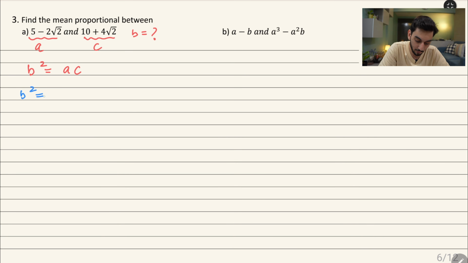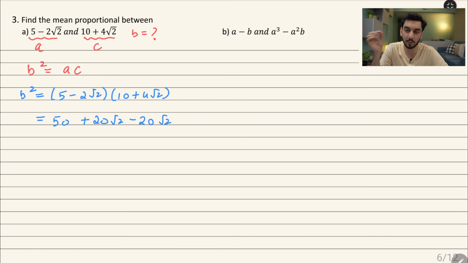Okay, so B square would be equal to A, which is 5 minus 2 root 2 times C, which is 10 plus 4 root 2. Opening up the bracket, 5 goes to both of them, 5 times 10 is 50 plus 5 4s are 20 root 2. Then the negative 2 root 2 goes to the other, like the bracket. So 2 times 10 is 20, so negative 20 root 2, and 2 times 4 is 8, and it becomes root 2 times root 2 is 2, 8 times 2 is 16, so it is negative 16. The positive 20 root 2 and negative 20 root 2 just goes away, and I'm left with 50 minus 16, which is just 34. Now B square is actually 34 over here.